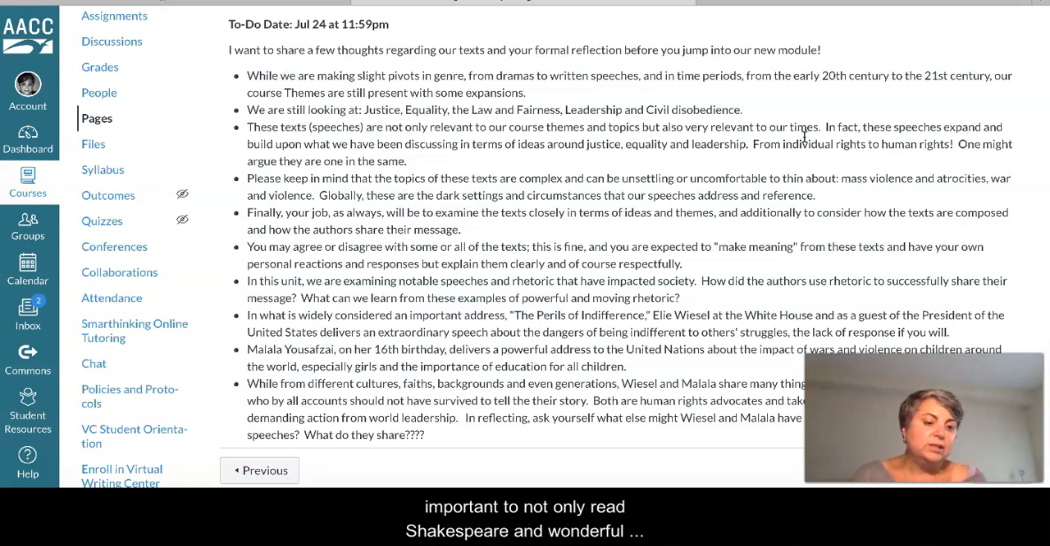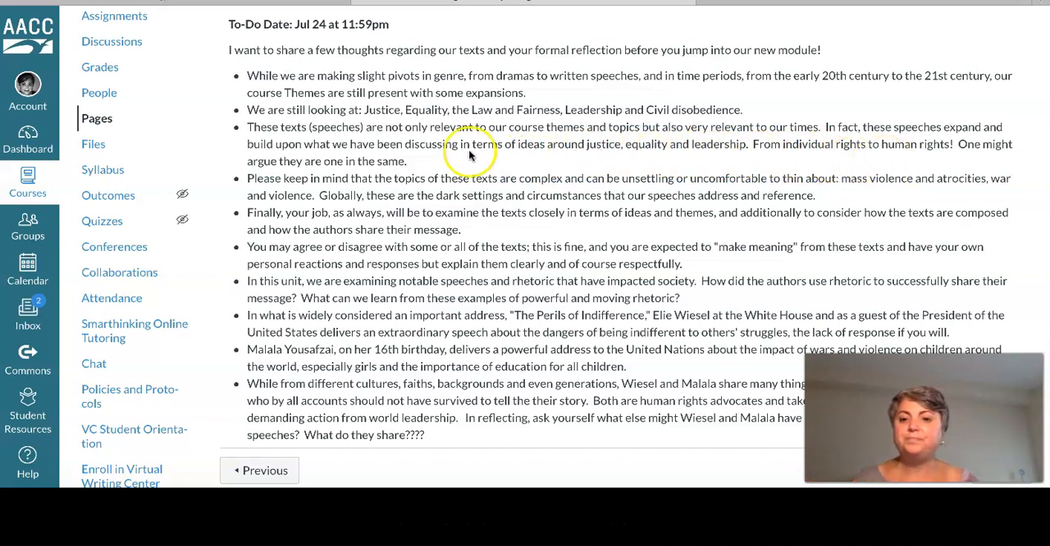And I think it's important to not only read Shakespeare and wonderful literature and Greek tragedies, but also to experience some of the different kinds of texts out there, right? I mean, there are all kinds of texts, even pictures, videos, these are all text, speeches, okay? To look at written communication in a slightly different format and genre. And so I think that these speeches will be very interesting and very engaging and very relevant and very manageable in the time that we have. And again, I think they also expand on the course themes that we've already been discussing, okay? Except we're going kind of from individual rights to human rights.